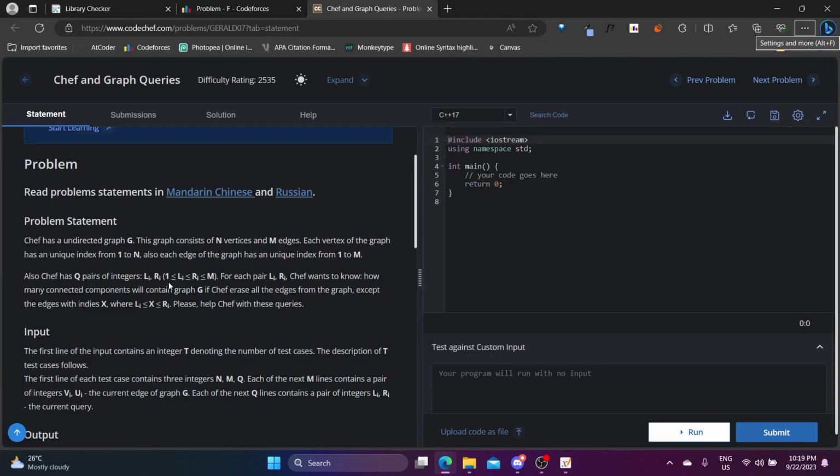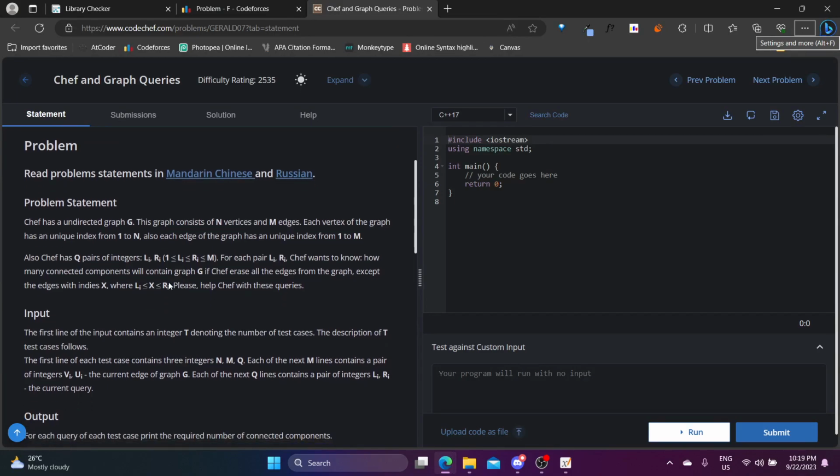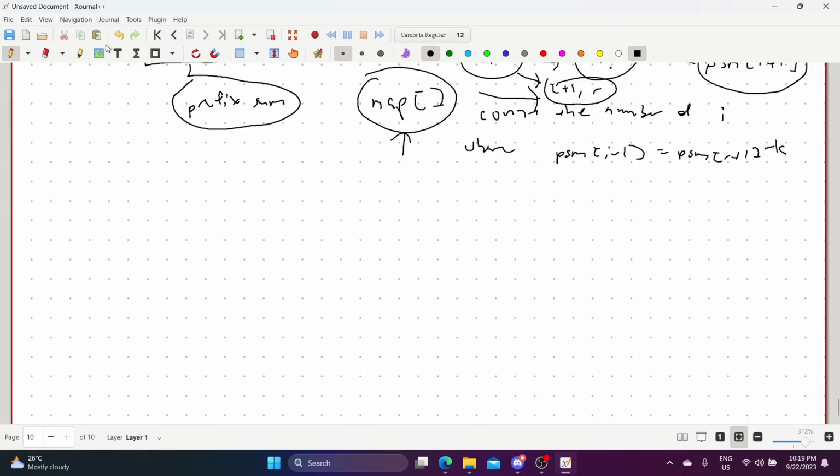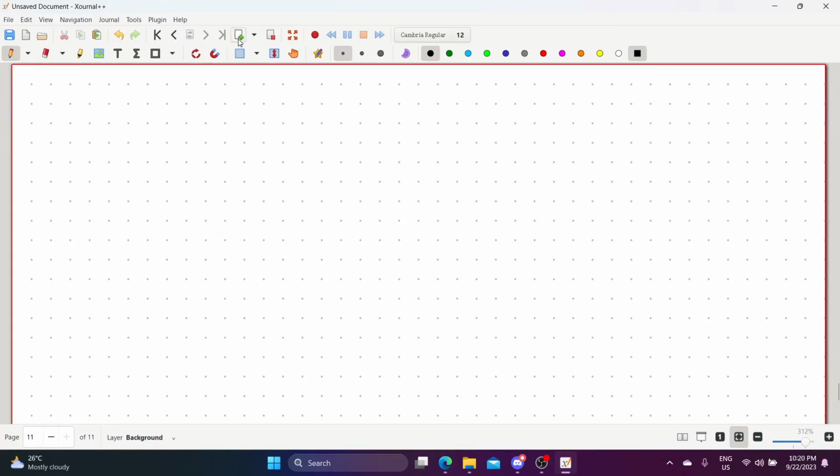So this is like a DSU question, because we want to count the number of connected components. But the problem is that we have the L to R condition. Let us recall what the condition is. We need to be able to move from L to R plus 1.